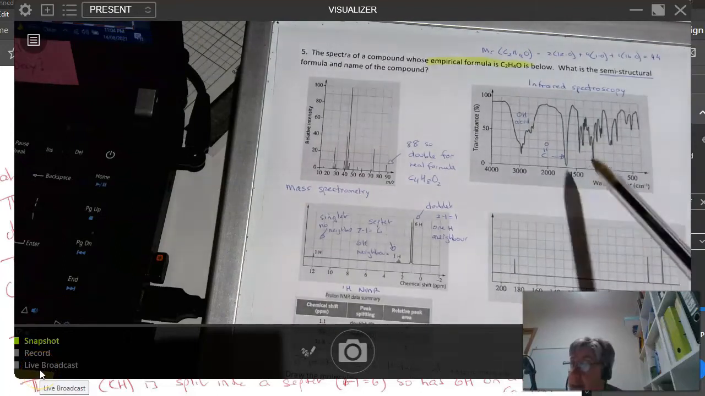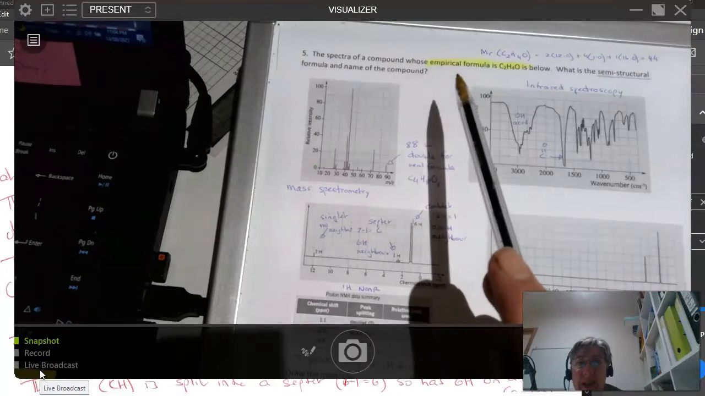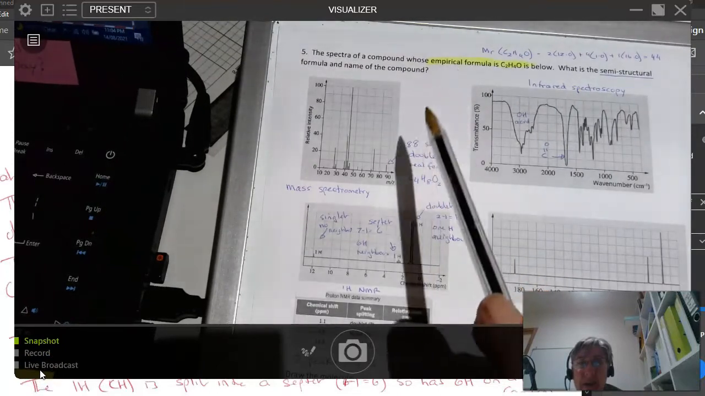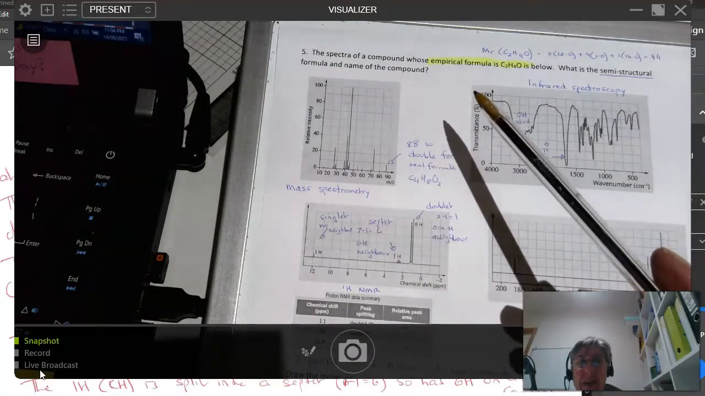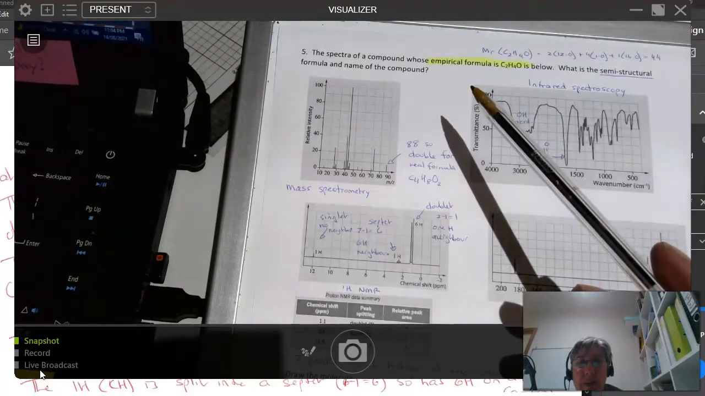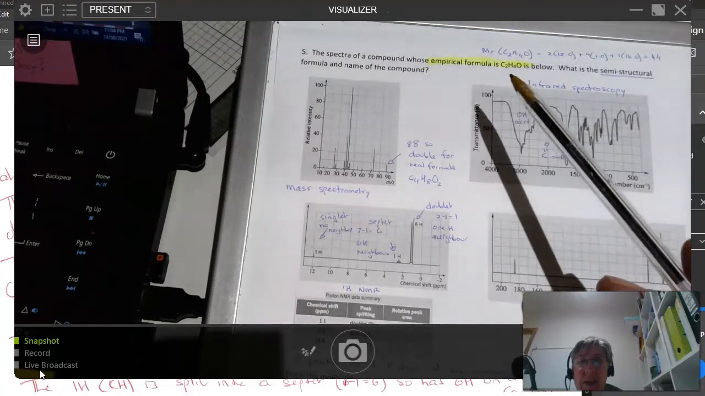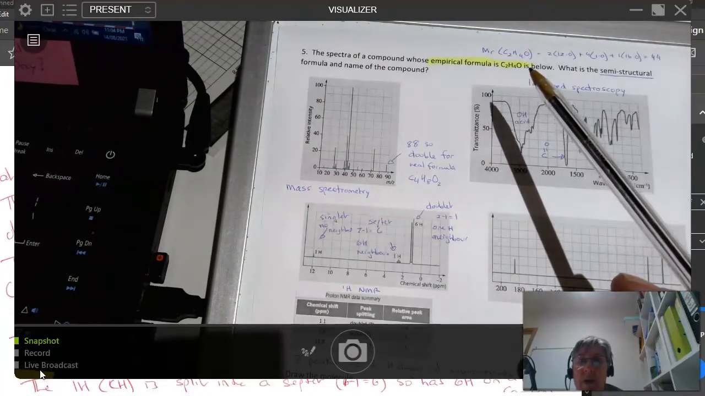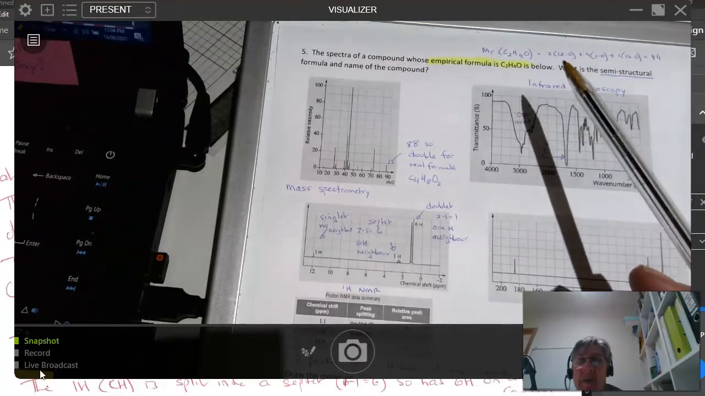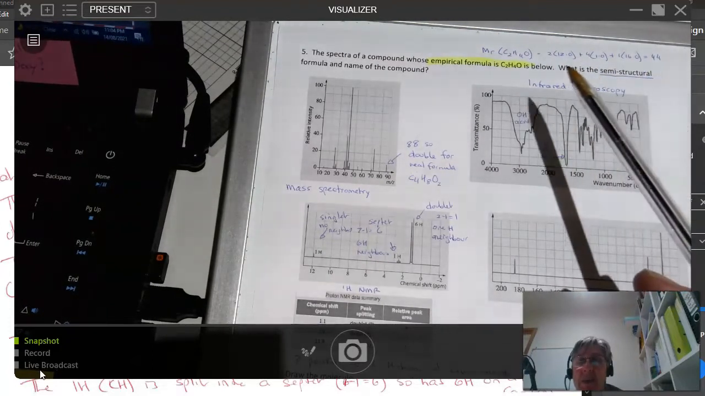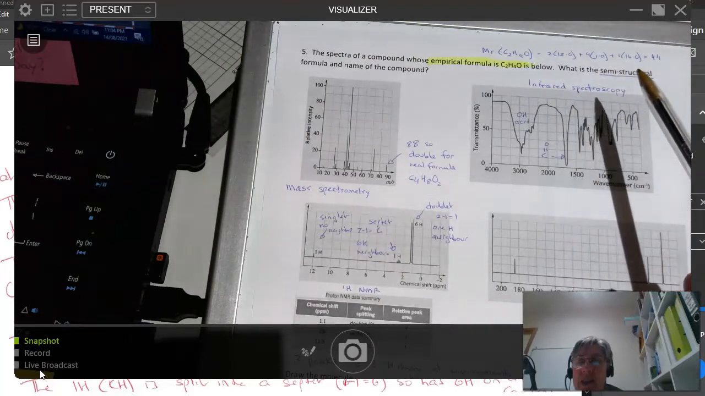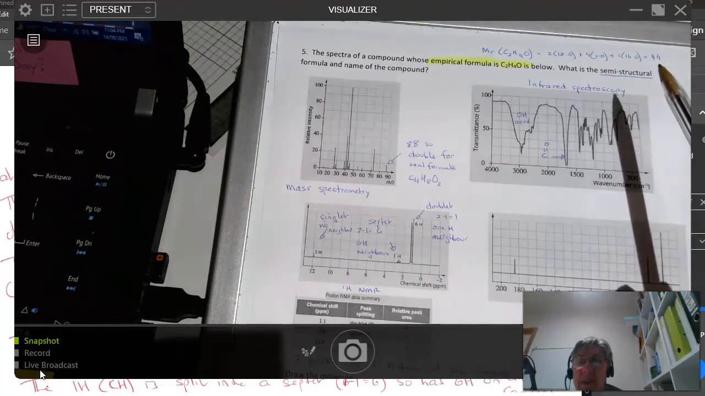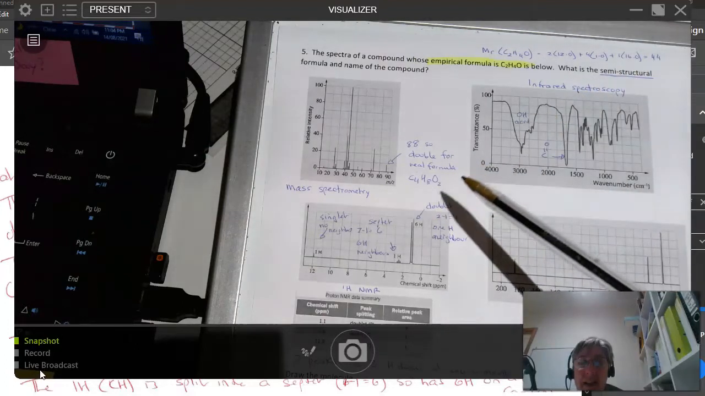Okay, this is the old one from last year. I've included it because we're looking at mass spec now too. So, the spectra of a compound whose empirical formula is C2H4O. If we look at the size of that, when we put 2 carbons, 4 hydrogens and an oxygen together, the molecule would have a relative molecular mass of 44.